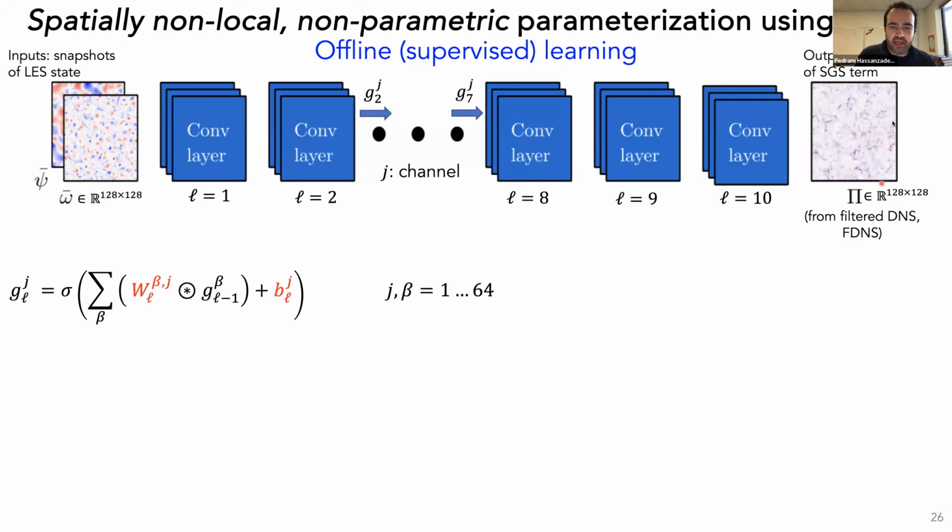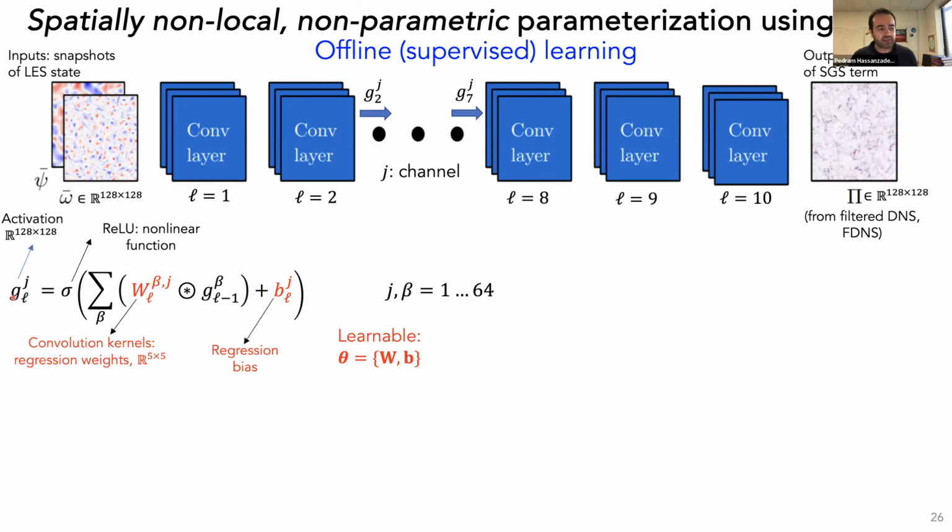Now, many of you might be familiar with the details of CNNs, but I'm going to go through some of the details so that I can introduce a notation that I'm going to use in the next few slides. Regardless of the exact application of a CNN, this is the governing equation. This G here is called an activation, and this is the output of a channel and a layer. Here it's a 128 squared matrix that's the same size as the input and the output.